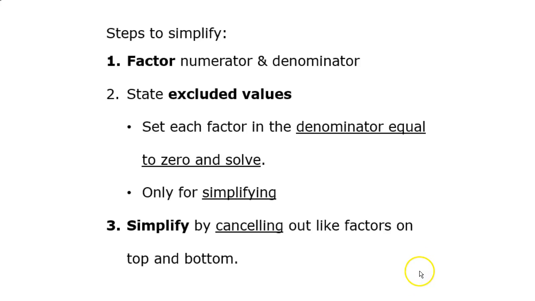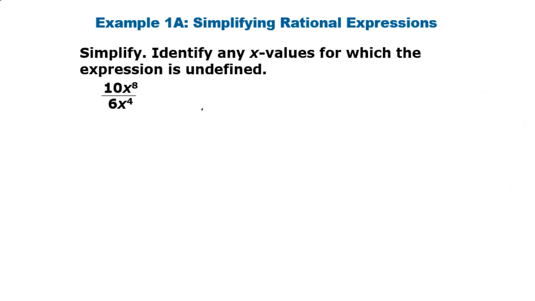We're going to factor the numerator and the denominator, if we can factor. We're going to state any excluded values, and these are things that would cause us to have a denominator equal to 0. So anywhere we have an x in the denominator, we're going to set it equal to 0 and solve. And then finally, we'll simplify by canceling out any like factors on the top and the bottom.